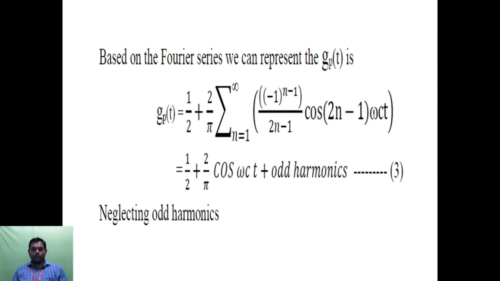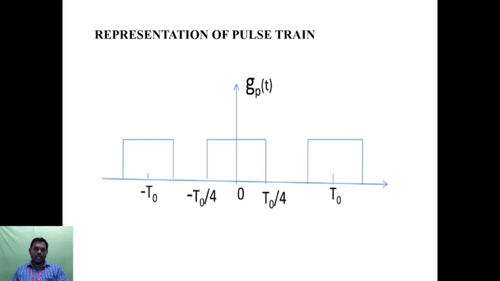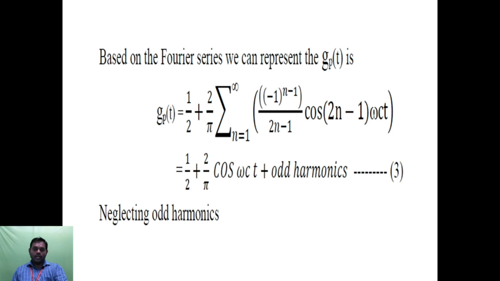Based on the Fourier series, we can represent Gp of t. The diagram is the pictorial representation or waveform of Gp of t. Here we use Gp of t in the Fourier series equation. Gp of t is equal to 1 by 2 plus 2 by pi summation n equal to 1 to infinity of minus 1 the whole power n minus 1 divided by 2n minus 1 cos of 2n minus 1 into omega c into t, which is equal to 1 by 2 plus 2 by pi cos omega c t plus odd harmonics. So here we are neglecting the odd harmonics.